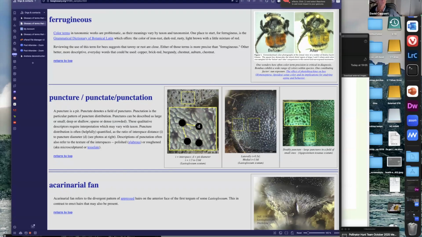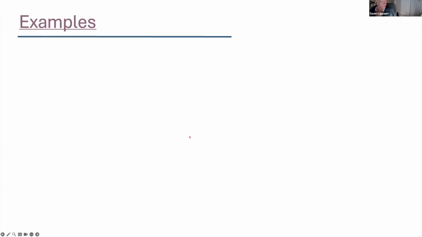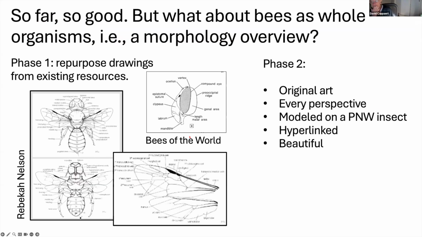So back to, hold on. Okay, so those are some examples I went through. Okay, so far so good. I have this glossary, and it's pretty well populated.